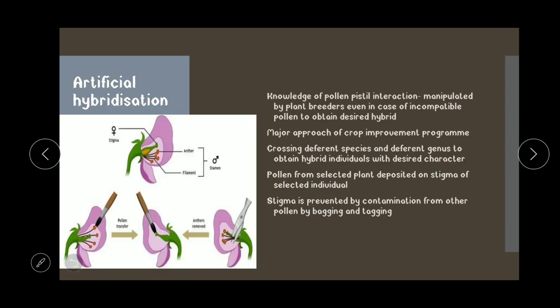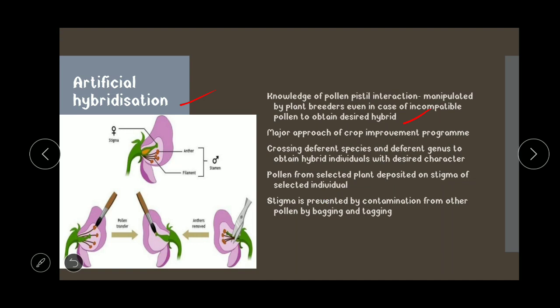Now, artificial hybridization. As you know, hybridization is the formation of a hybrid, that is, the combination of desirable characters from two different individuals. When you do this artificially by a human procedure, it is called artificial hybridization. From the knowledge of pollen-pistil interaction, plant breeders have manipulated it and tried to fuse even incompatible pollen to obtain the desired hybrid. Incompatible pollen means pollen from a different species.